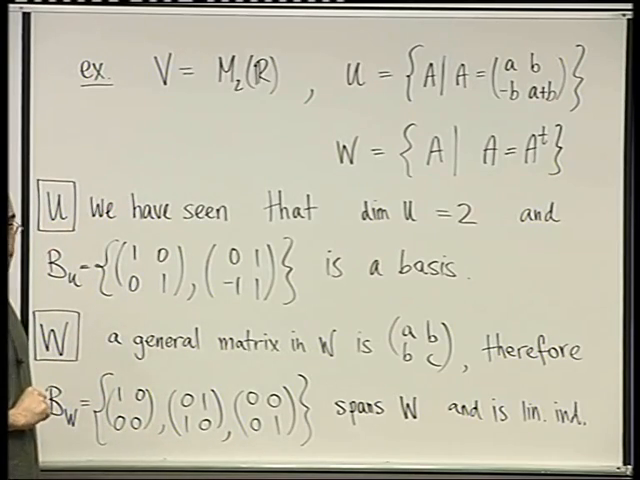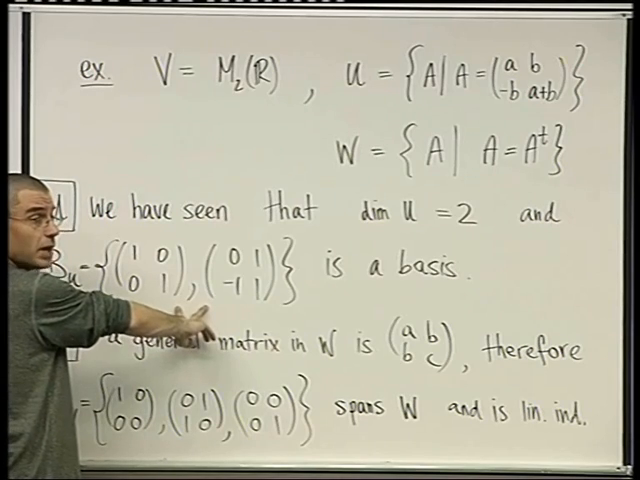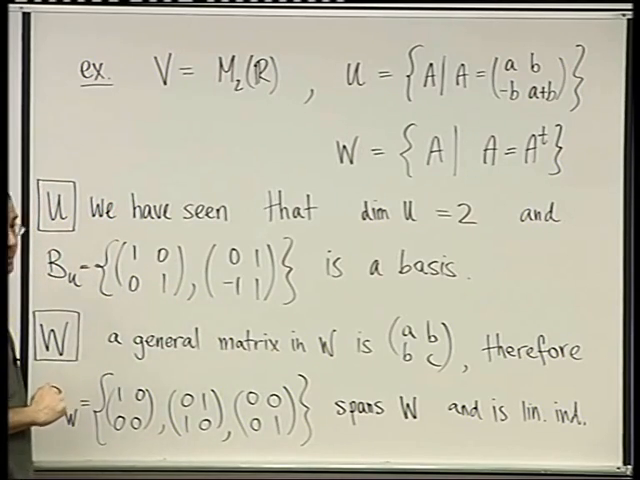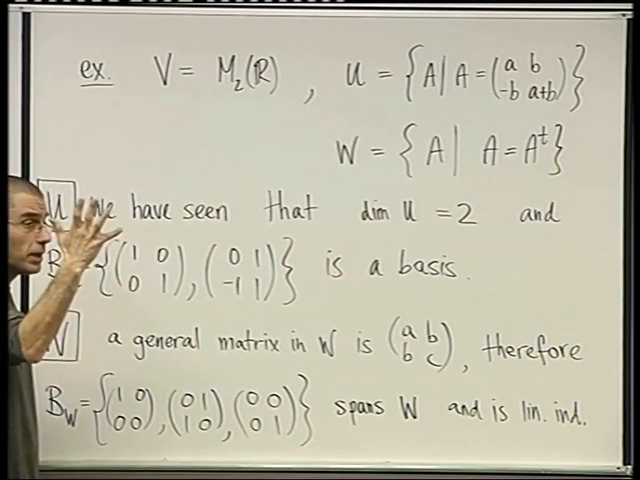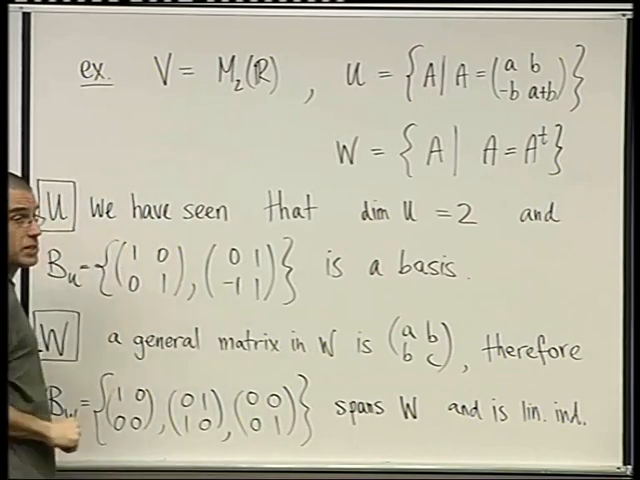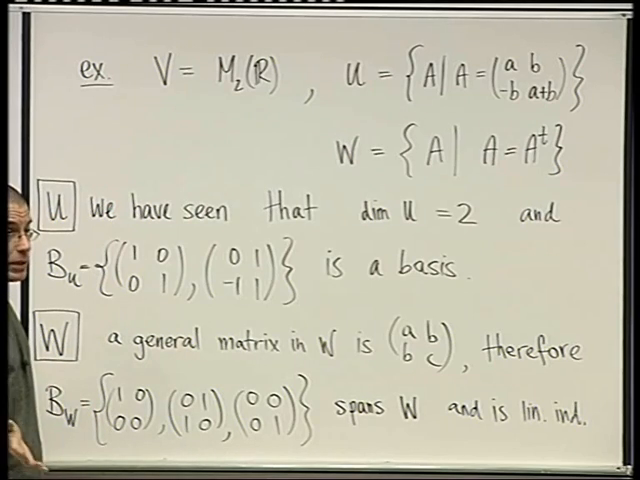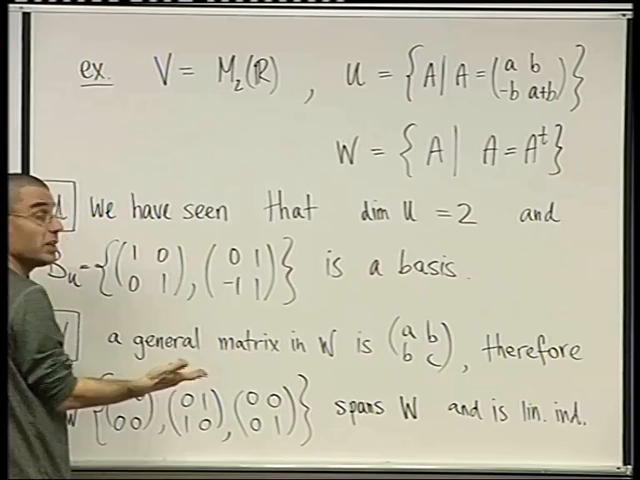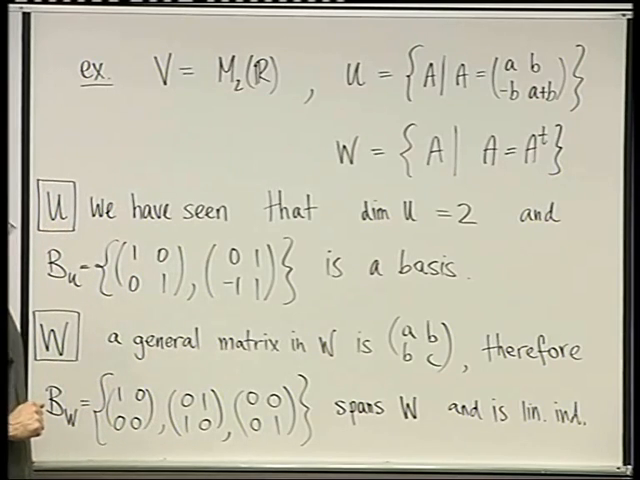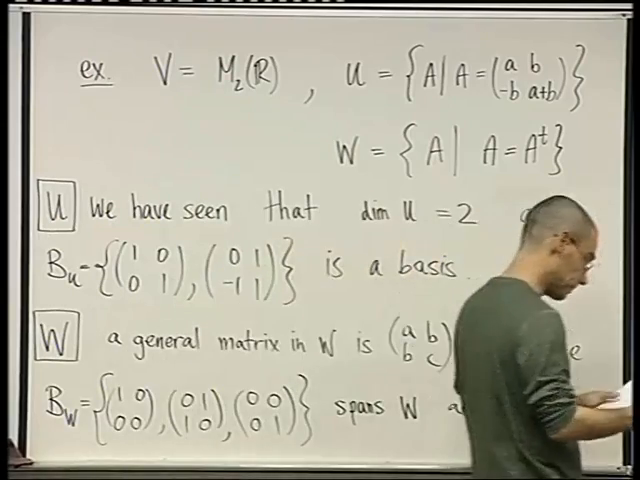Does everybody agree? Let me say it again. Something from U is a linear combination of these 2 guys, because that's a basis for U. Something from W is a linear combination of these 3 guys, because this is a basis for W. Something from U plus something from W is a linear combination of these 5 guys. Clear? Okay, so let's write that.